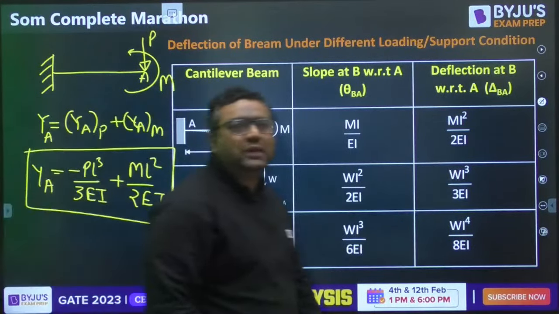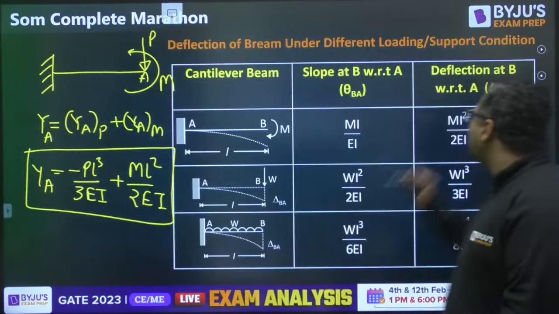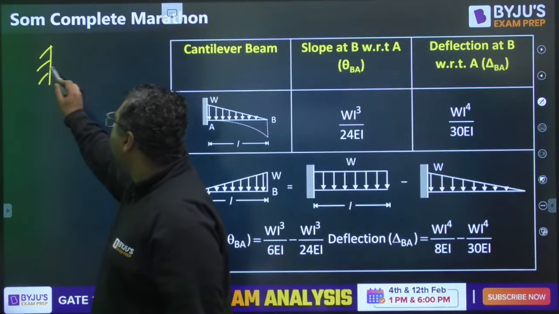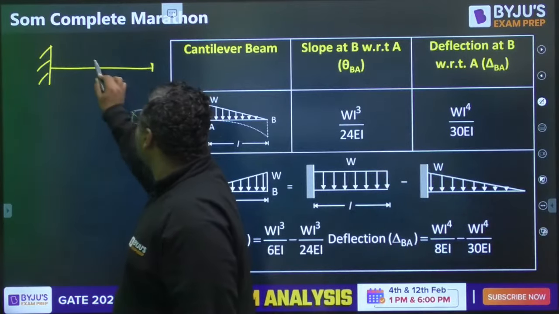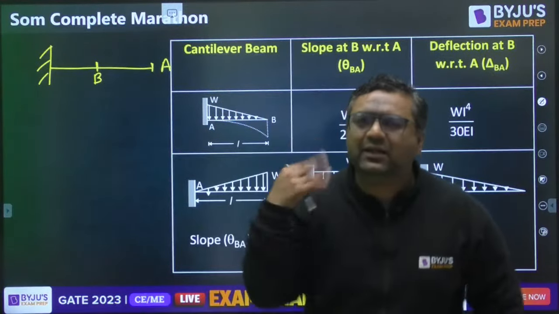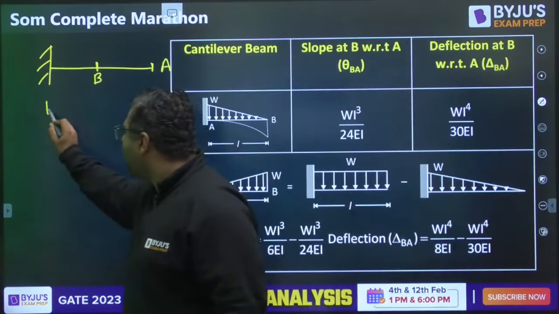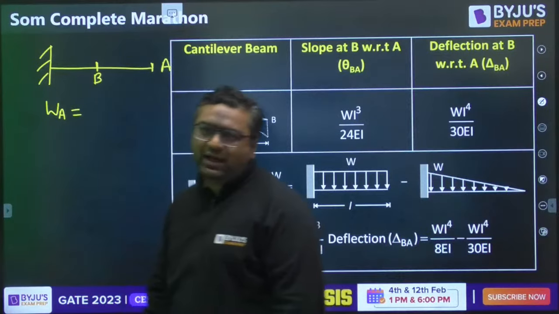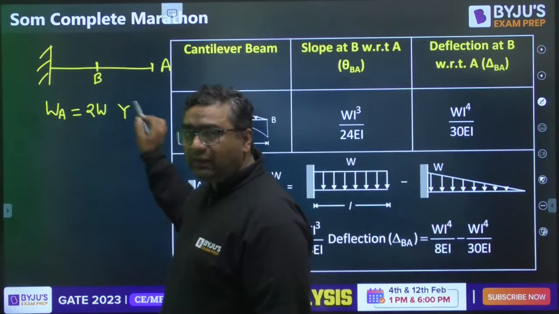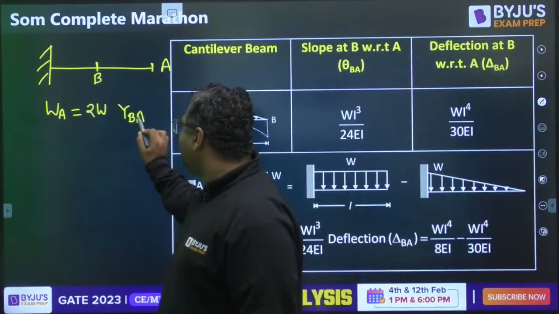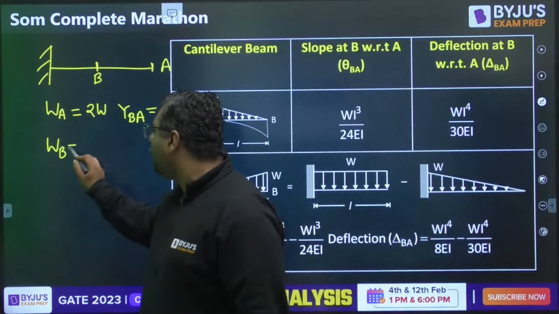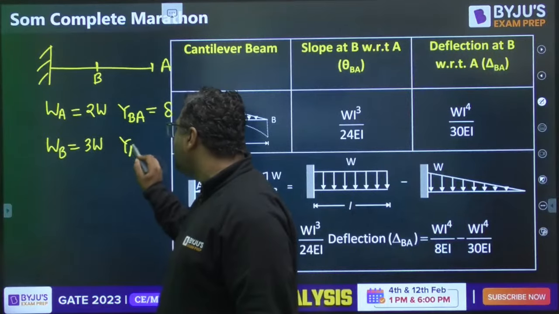Now I would like to tell you the Maxwell reciprocal theorem also. When are we going to use it? If we are given a beam like that, and on this beam we are given 2 points, this is point A, this is point B. If they say consider the load at A to be 2W, let us say, and the deflection at B due to the load at A is given to you as delta. Then they will ask, what if we apply a load of 3W at B, then what would be the deflection at A due to the load at B?